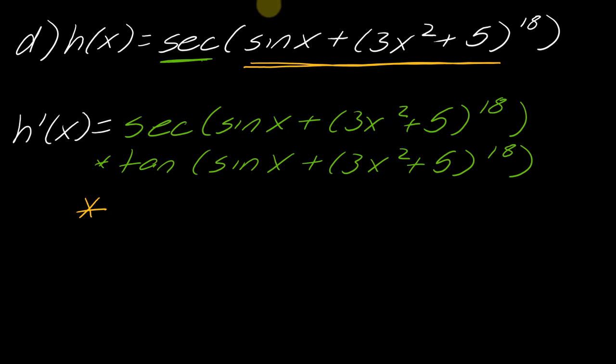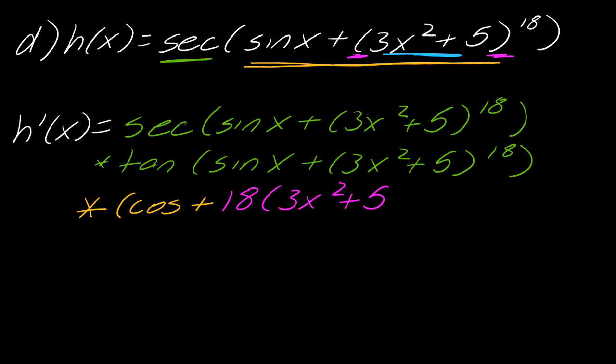Then I multiply that by the derivative of the inside function. The derivative of sine is cosine. And then when I get to this function, I have to use the chain rule again. My outermost function in this case is this thing to the 18th, and my innermost function is 3x squared plus 5. So I will bring the 18 down, leave the whole inside function intact, kind of ignore it for now, and then multiply this by the derivative of the inside function, which is 6x. And there's everything. Whew, it's a lot.